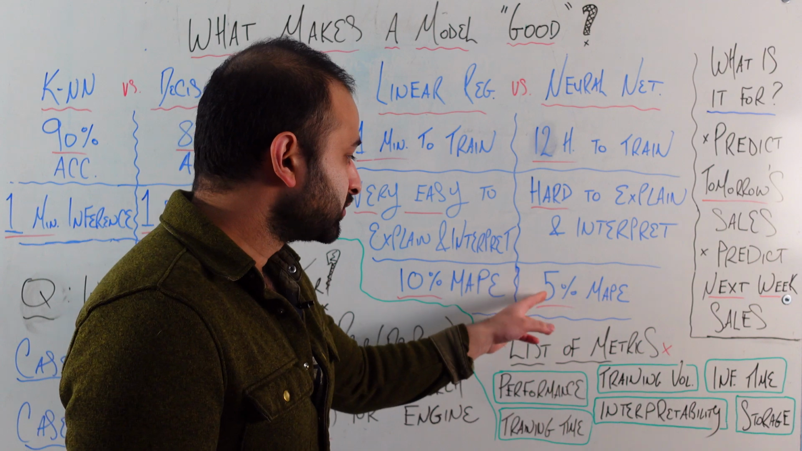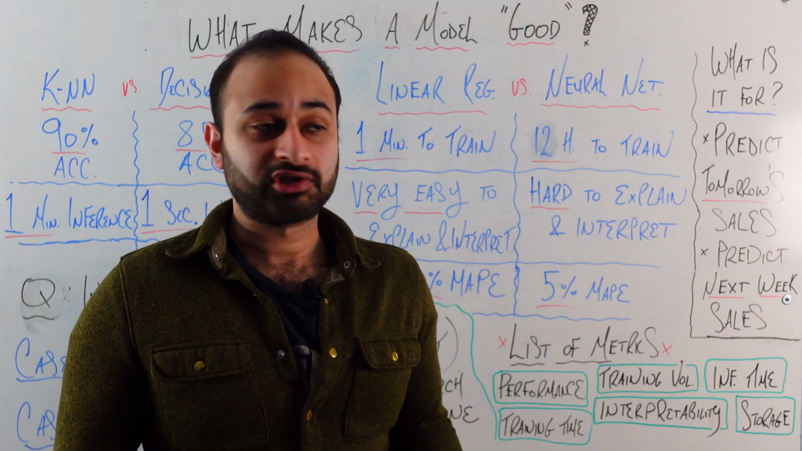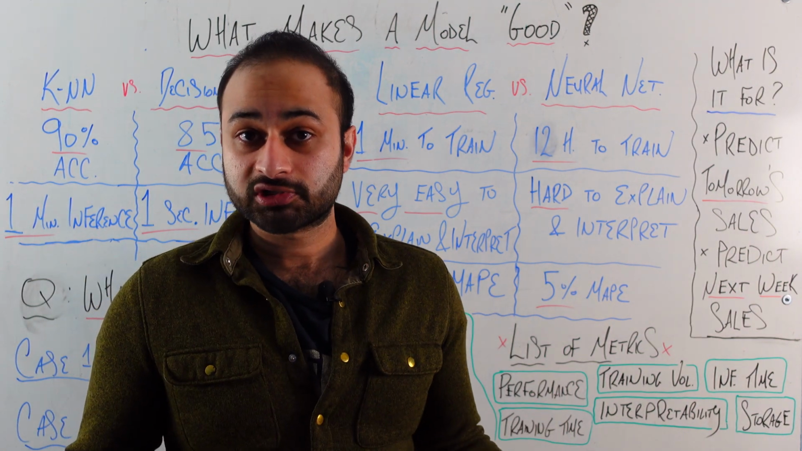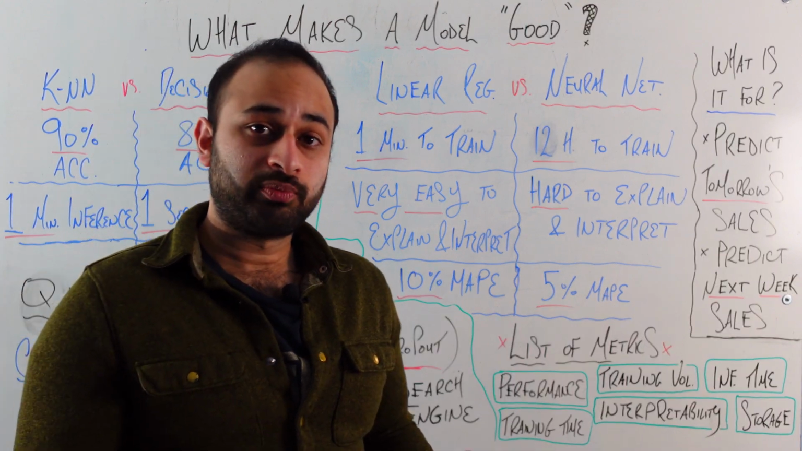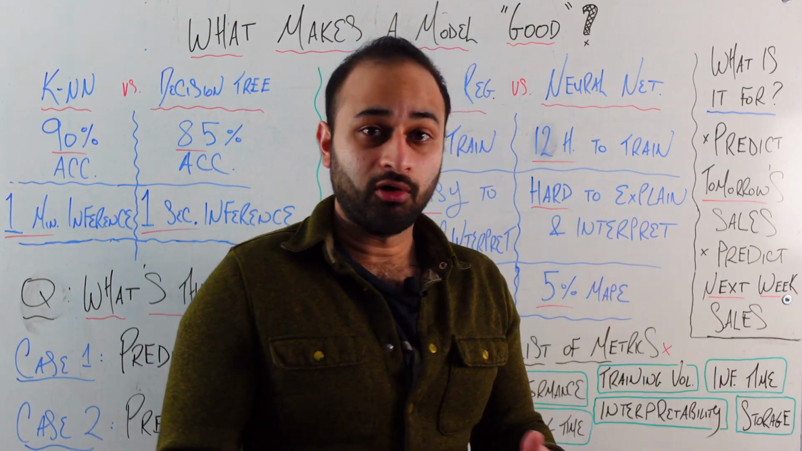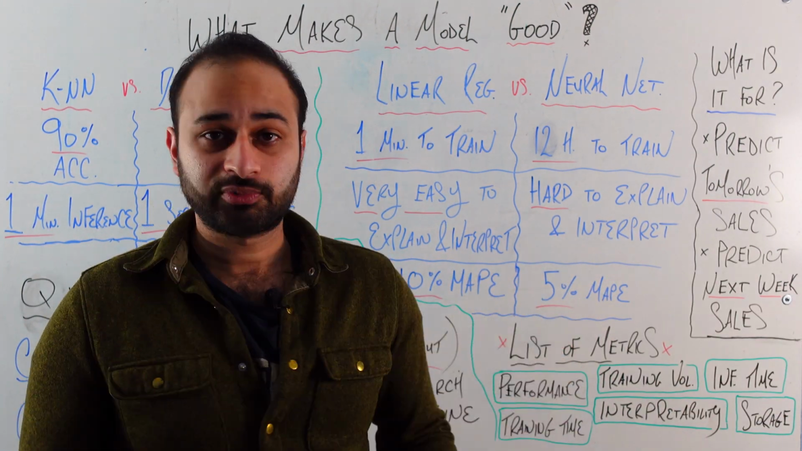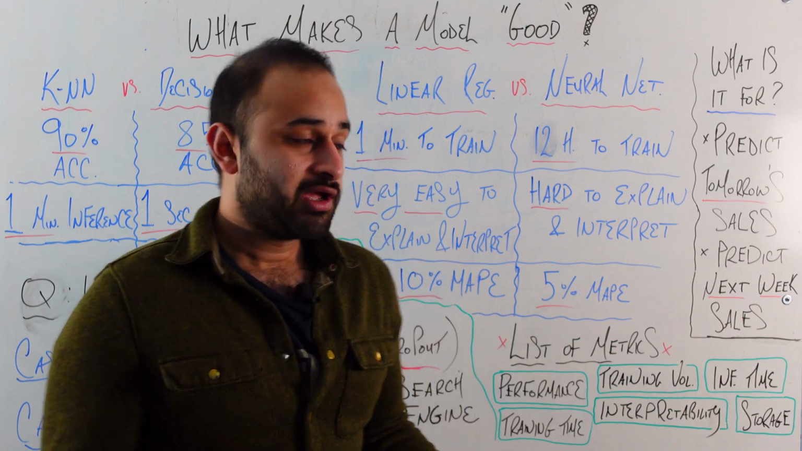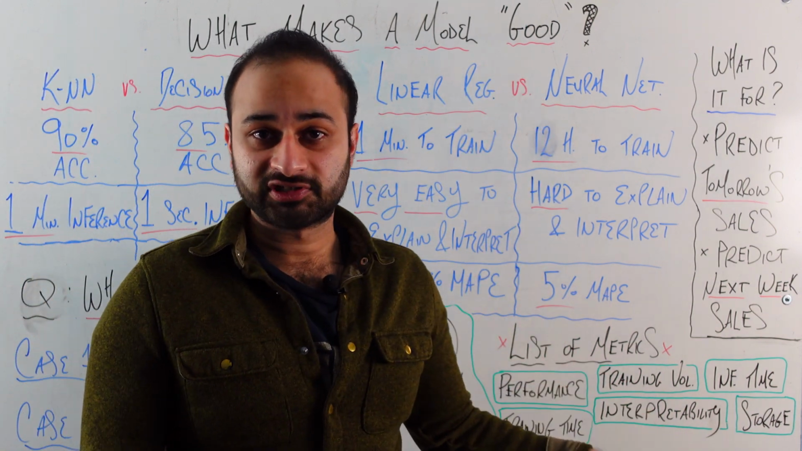The 5% mean absolute percent error is pretty attractive now, especially because when you think about time series models, it is extremely hard to predict things that are happening further and further in the future. And so predicting something a week from now with 5% mean absolute percent error is really, really impressive. And so we'd probably choose the neural network in this case.